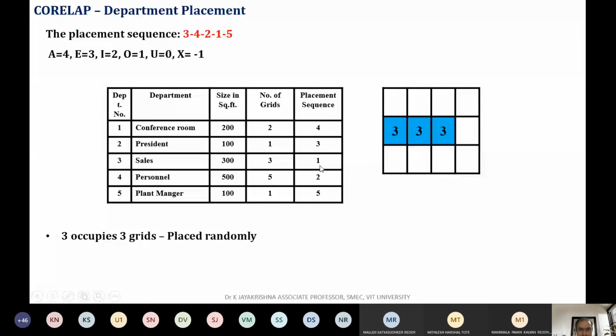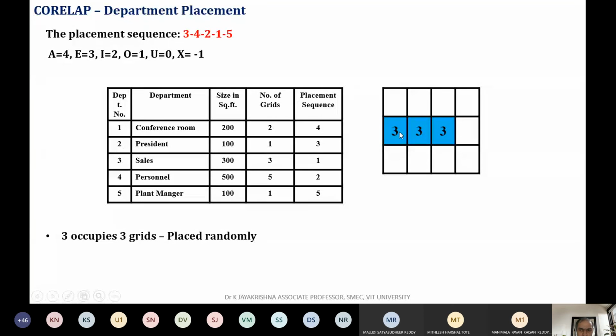Now the first department, that is the sales department, I am placing in the center. How many grids? 3 grids. The first department to be placed is 3. Third department, the number of grids is 3. So what I'm doing here, I took a 4 cross 3 matrix. I told you to keep it as flat as possible, so it's going to be a 4 cross 3 matrix. To start with, I'm taking 3, 3, 3 because I'm allocating at the center. If you take the center of this, these 2 cells will be the center. So I'm allocating 3, 3, 3.